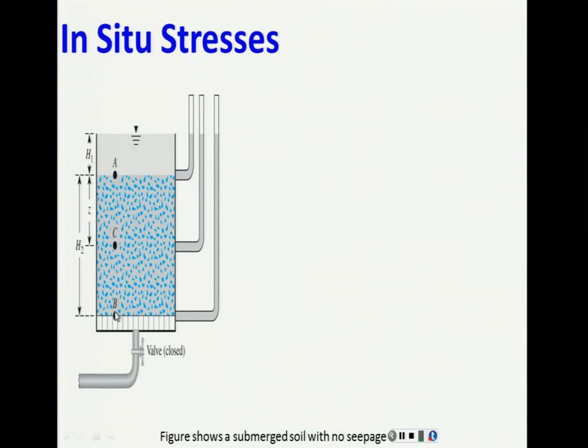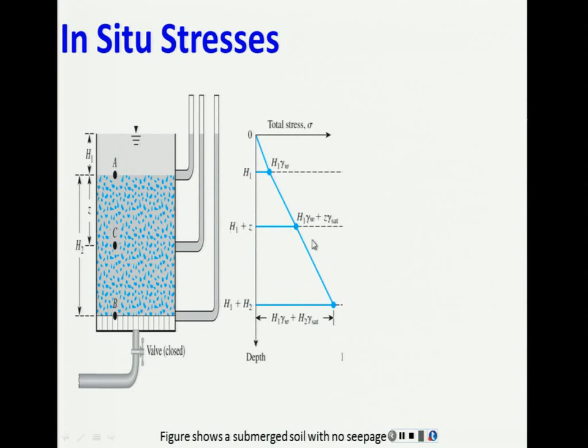So you can say that the stress at the point B is the stress at the point C plus whatever this portion of the soil is adding to that stress. Whatever this portion of soil is adding to that stress is H2 multiplied by gamma saturated of that soil. And same thing at this point, it will be the stress at this point plus Z times gamma saturated of that soil. That's exactly what we have here.